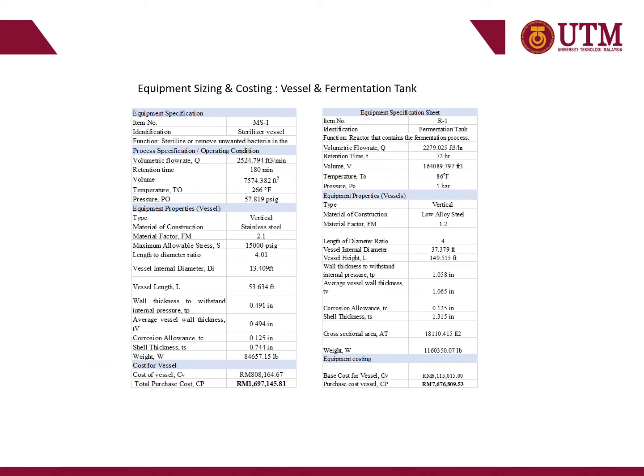Then we have our sterilizer vessel and fermentation tank. The sterilizer vessel is to sterilize unwanted bacteria in the water mixture. The material is stainless steel, and this is the costing. For the fermentation tank, the material is low alloy steel, and this is the costing. The reason we chose low alloy steel is to have a bit of corrosion resistance, and also to reduce the costing factor.